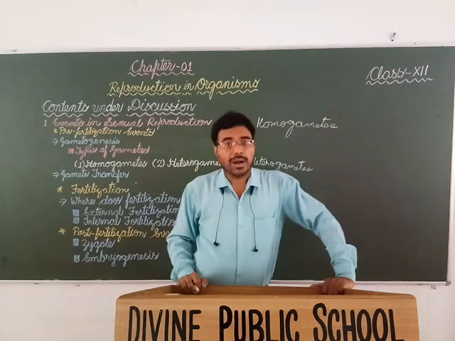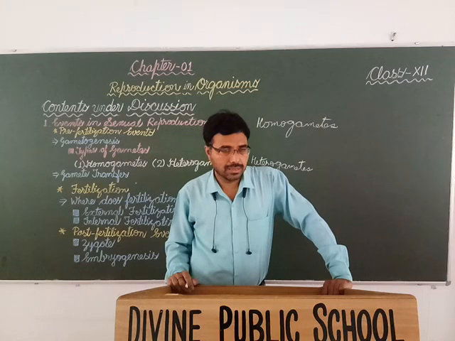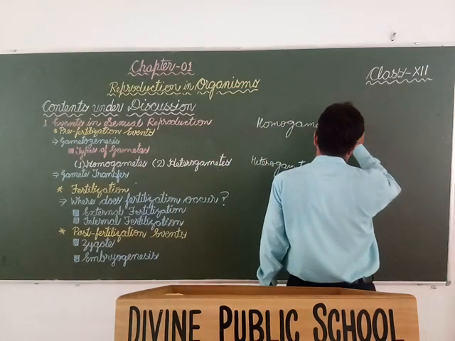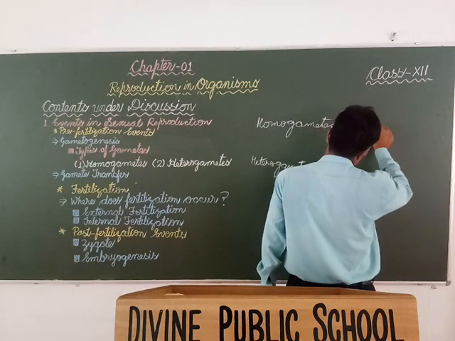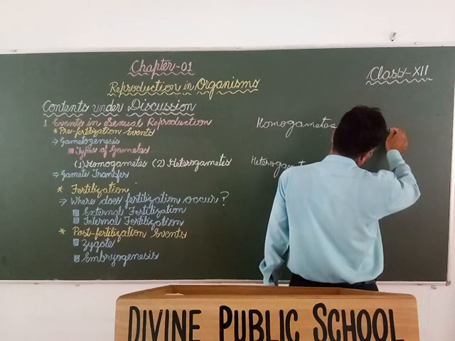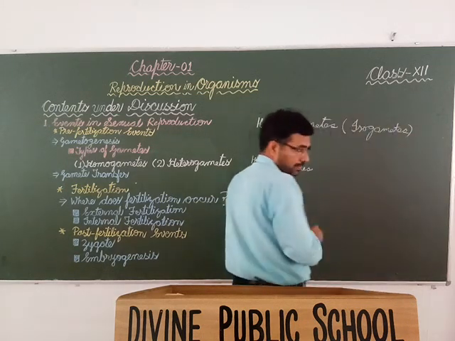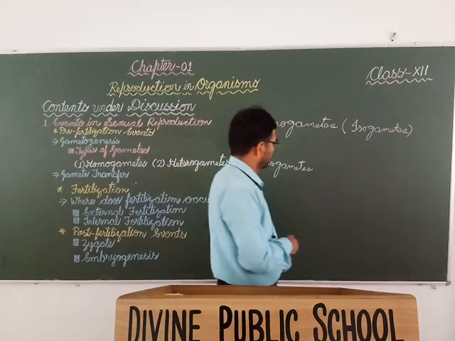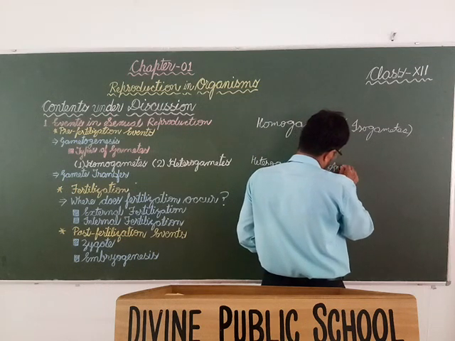Students, alternate names are there for these. Like for homogametes, it is isogametes. And for heterogametes, it is anisogametes.